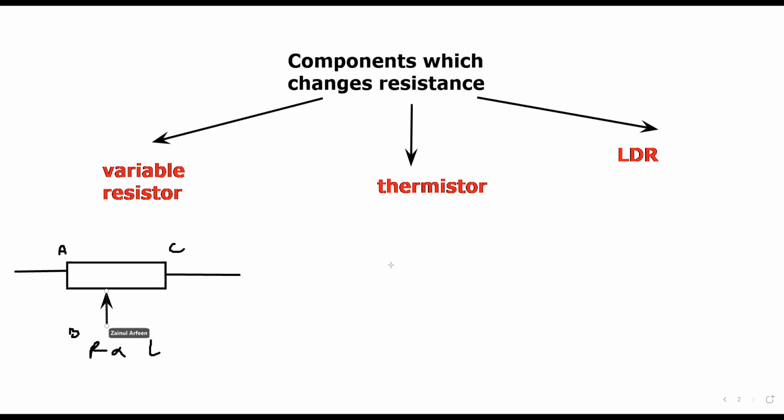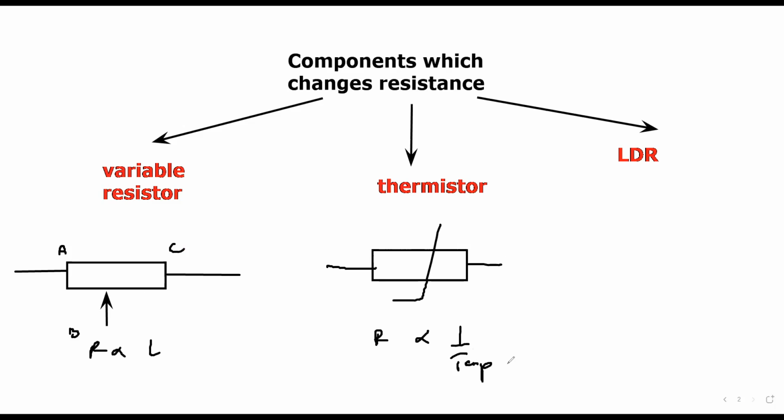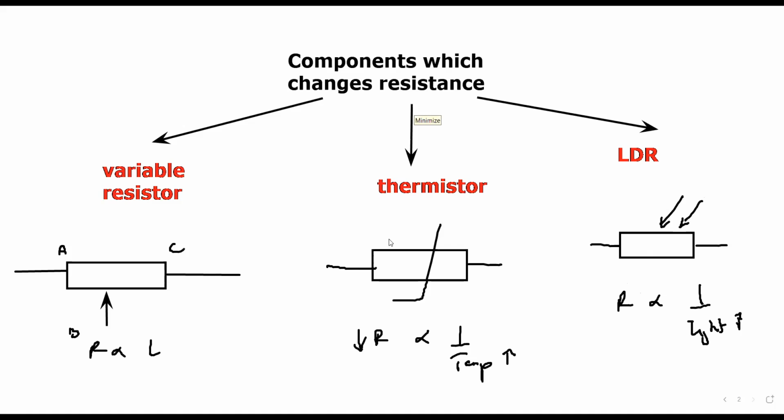But for a thermistor, what happens? This is the circuit symbol for a thermistor. Its resistance is inversely proportional to temperature. When the temperature is high, its resistance will be low, and if the temperature is low, its resistance will be high. The third one is the light dependent resistor. Its resistance changes with light. The arrows are pointing in, and its resistance and light intensity are inversely proportional. If we have more light energy, the resistance of the LDR will be low. Like in the daytime resistance is low, at night the resistance will be high.